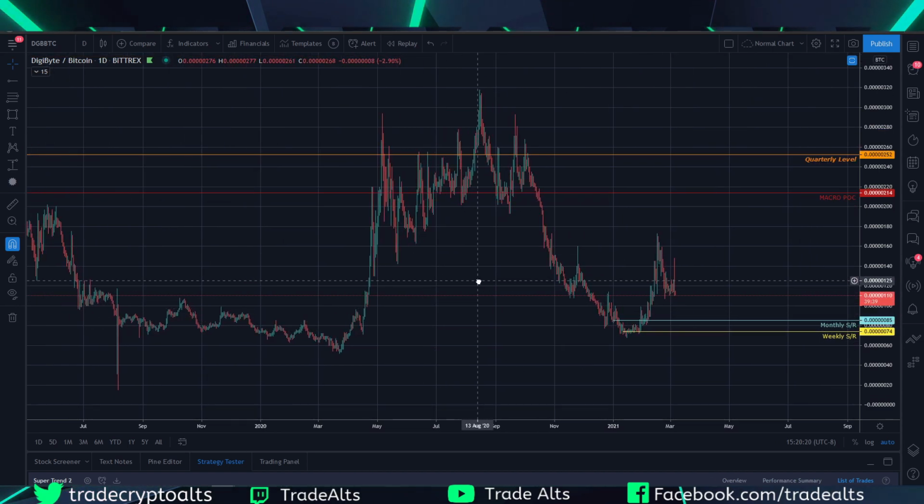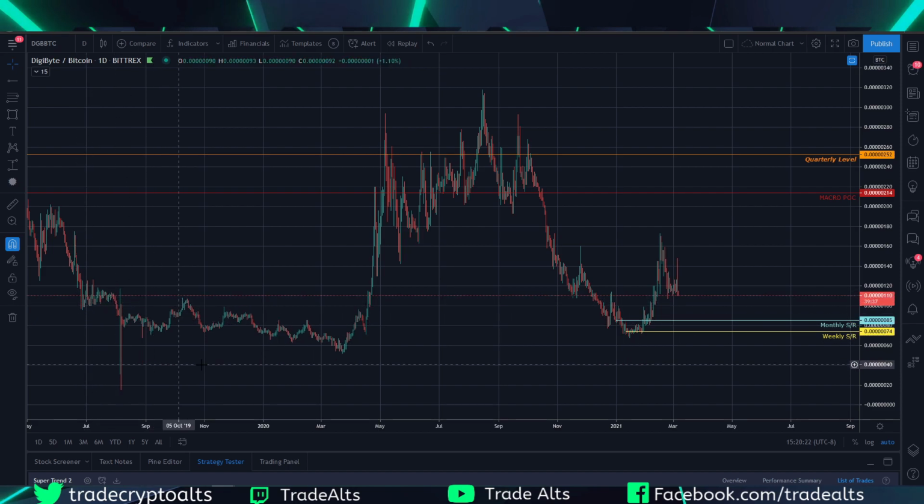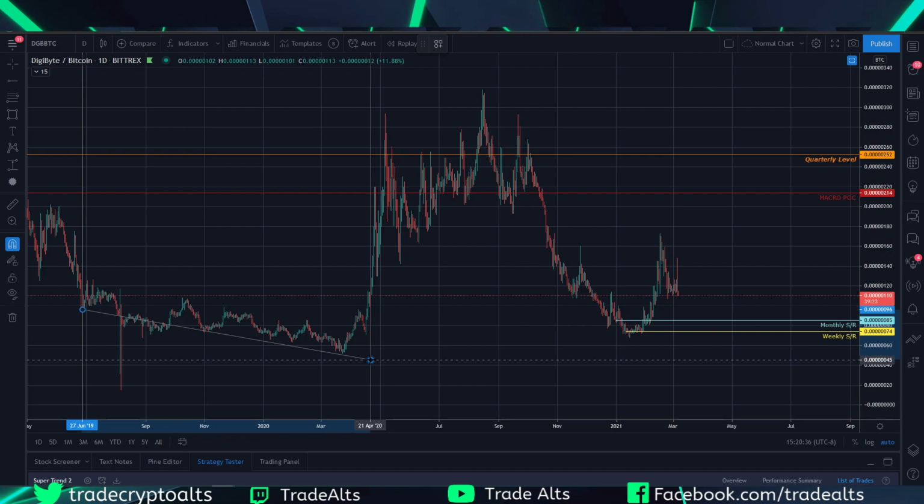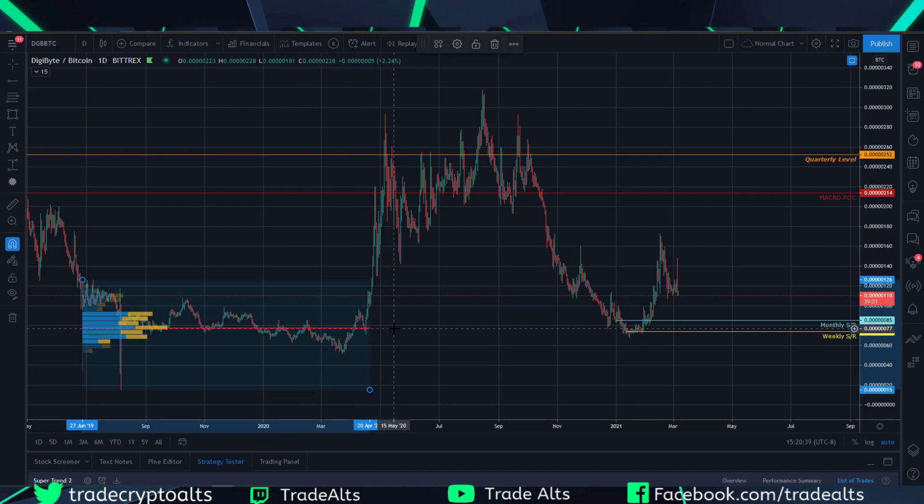I can already see this sideways price action here. I'm curious, it's a little harder where I would pull this from. Do I really want to include something like this maybe? So here's your point of control for all of this price action. This is from mid 2019, a year-long price action, almost like a year-long consolidation that Digibyte had.